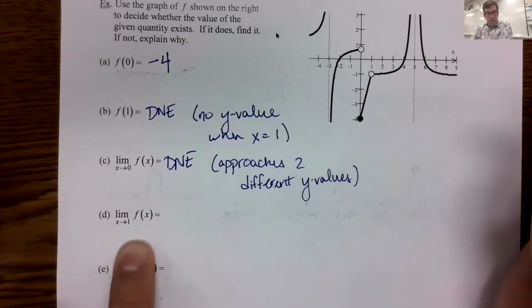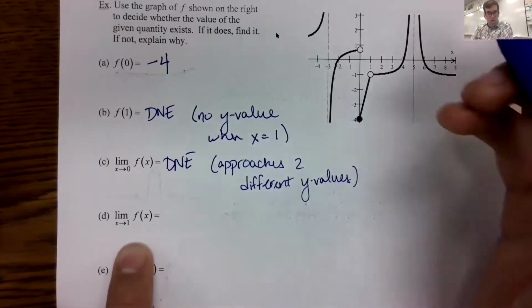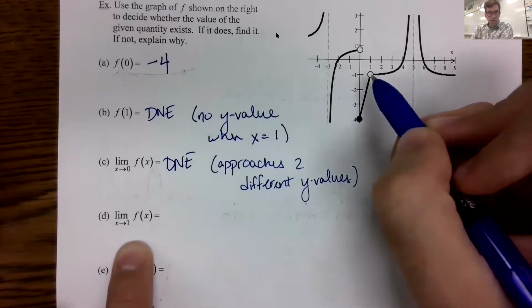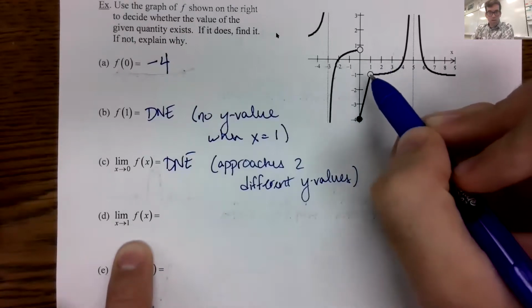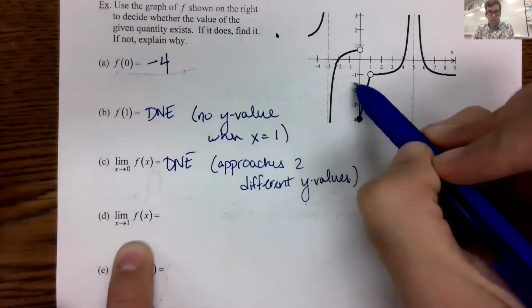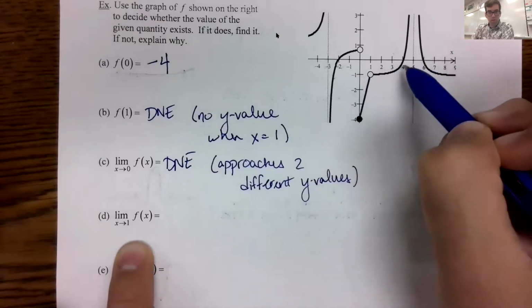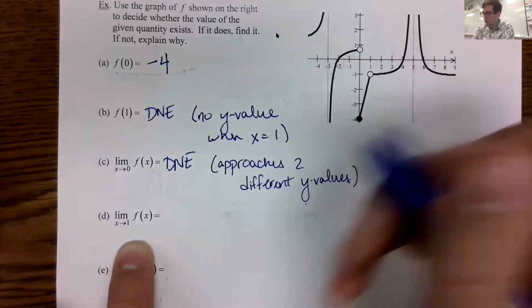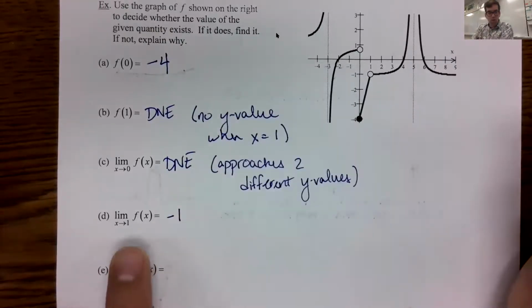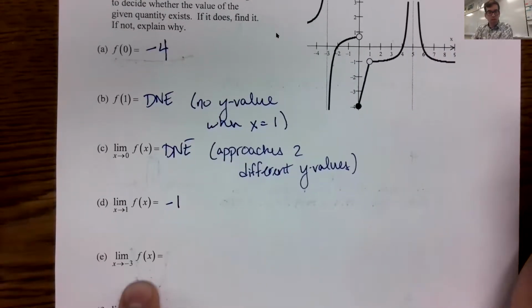Letter D, the limit as x approaches 1 of f of x. So we already said that f of 1 doesn't exist, but from the left we approach a y value of -1, and from the right we approach a y value of -1. So the overall limit is -1. We're approaching -1 from the sides.